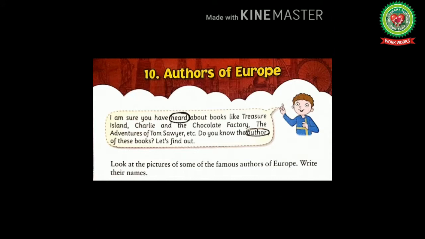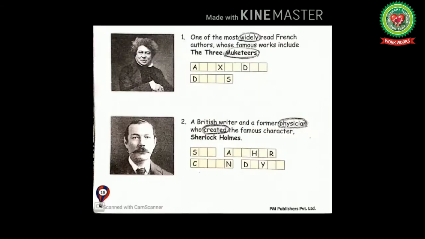First one is heard, to listen. Next one is author, a writer of a book, article, or document. Next one is widely, by many people or in many places. Next one is musketeer, a soldier who carried a gun with a long barrel. Next one is physician, a person who practiced medicine.